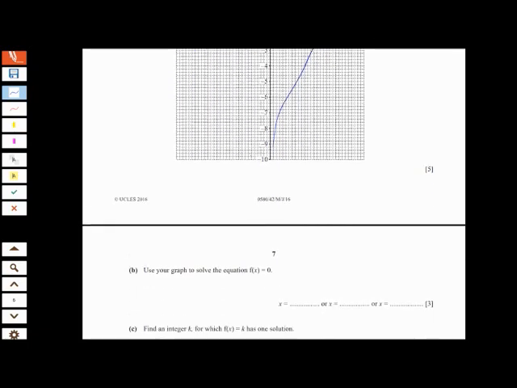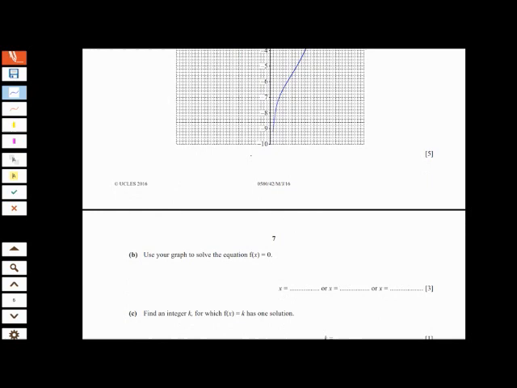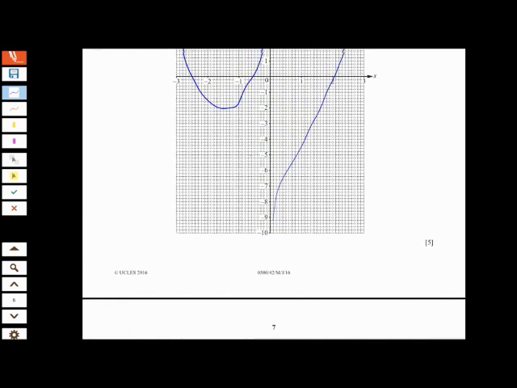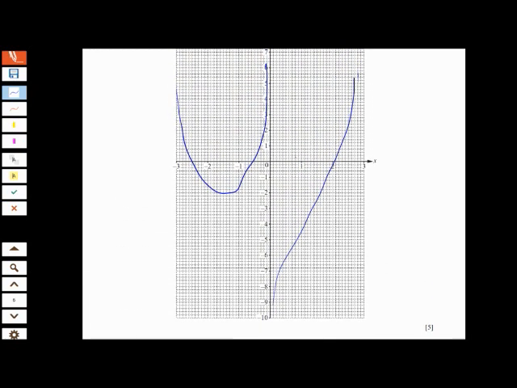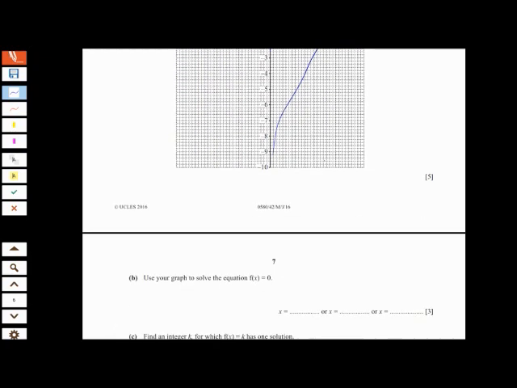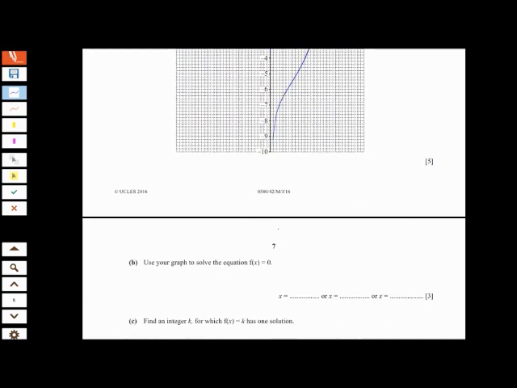Anyways, now use a graph to solve the equation f(x) equals 0. You go to where f(x) equals 0, which is this line. You draw a line, f(x) equals 0, which is the x-axis. Now this is the first solution, 1, 2, and 3. You write them down in the gaps there. You get something like -1.95 and -2.4 and 2.1.